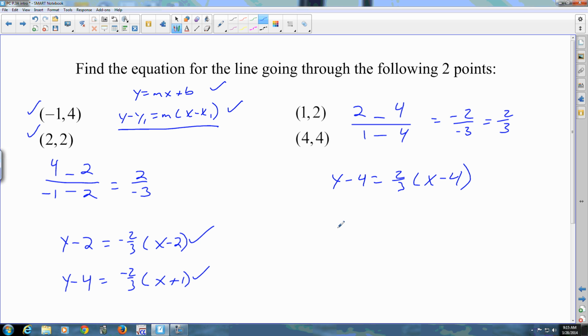If you wanted to do it in slope-intercept form, remember you have to solve for your b by filling in either coordinate, and then solve for b and then rewrite your answer.